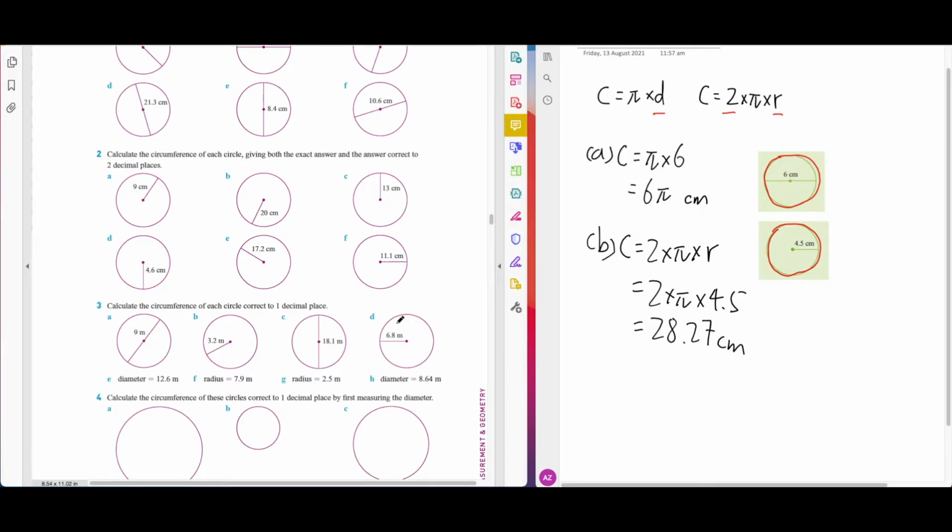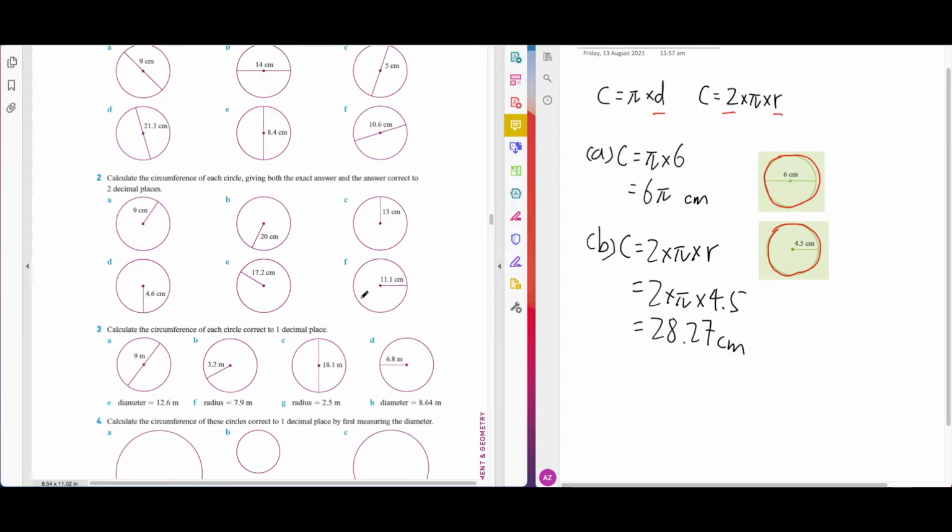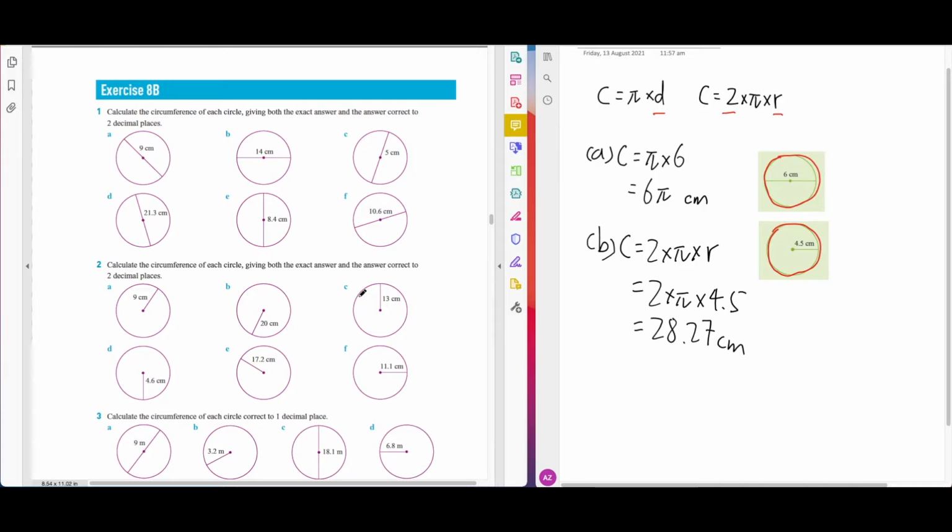I'm just going to go through one more question. So let's see question 1F.